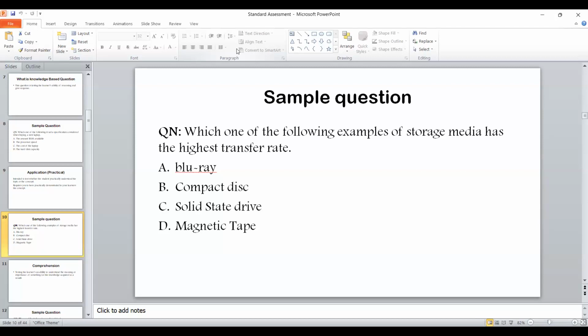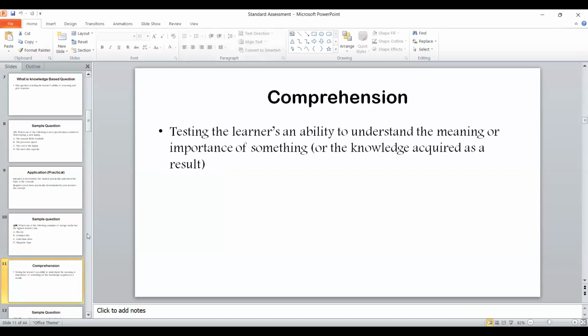So it is testing the practical part. If a student has ever tried to copy data from a computer to a different storage media, they would find this question very easy. So that is another part of the question. Then comprehension. This one is testing the learner's ability to understand the meaning.